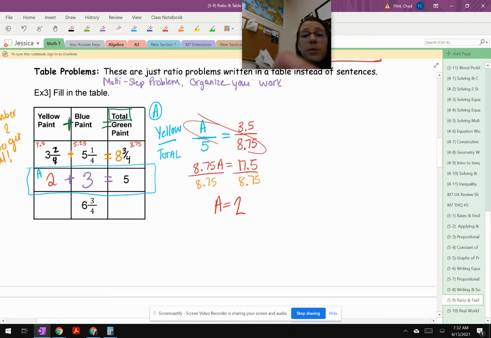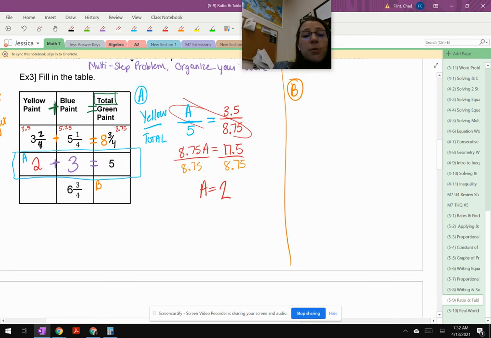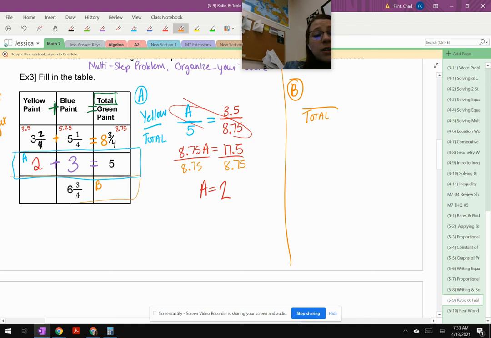All right, and now last but not least, I have the last row to deal with. Which one do you want to find first? It doesn't matter. You can pick either one. It's just going to be set up differently depending on which one you pick. So I'm going to go ahead and go with finding this total one. Let's call this B. Notice how I'm labeling and staying organized here. So B is a total, so I'm going to be using a total over the only other information I have in that row, which is the 6 3/4.